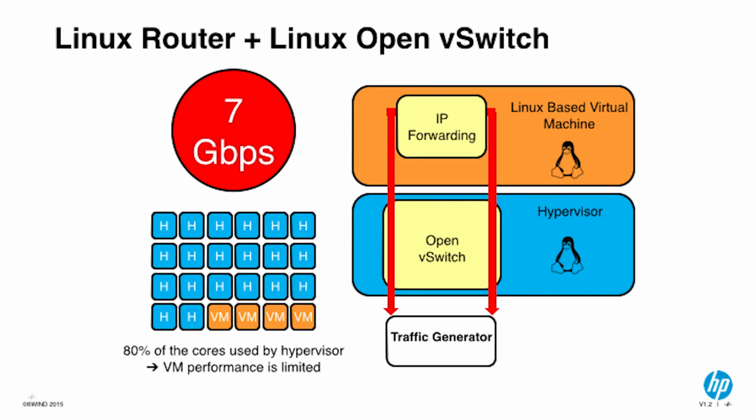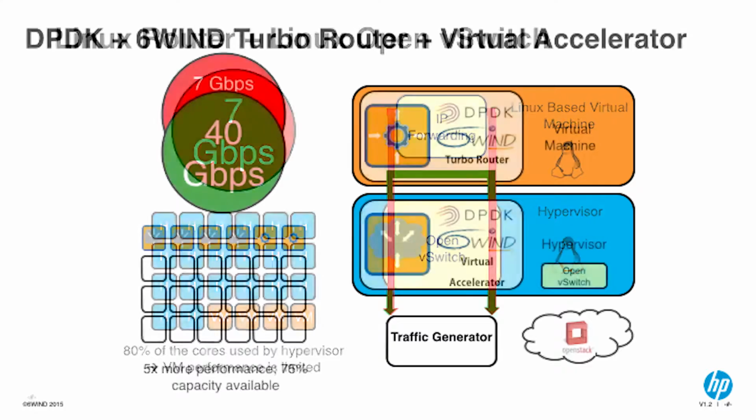They did a test, and one of the things they're measuring a lot is core utilization required to achieve a certain amount of bandwidth. With standard Open vSwitch, standard IP forwarding in Linux, hooked up to the traffic generator, they were getting about 7 gigabits per second, using 80% of the available cores. There are 24 cores, so about 20 of the cores were used for the hypervisor, which limits the number of cores available for the processing within the virtual machine.